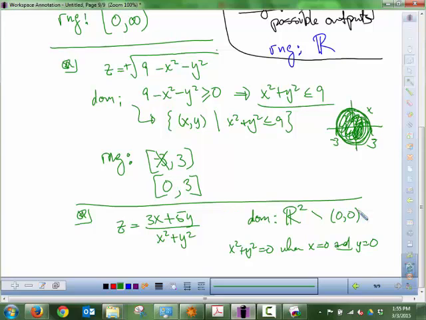The range, I think that's more of a, well, you can try to graph it and see if you can figure out what the range is. Okay, so this is our introduction to functions of several variables. We took a look at some numerical approaches, some graphical approaches, and then we examined the domains and ranges.